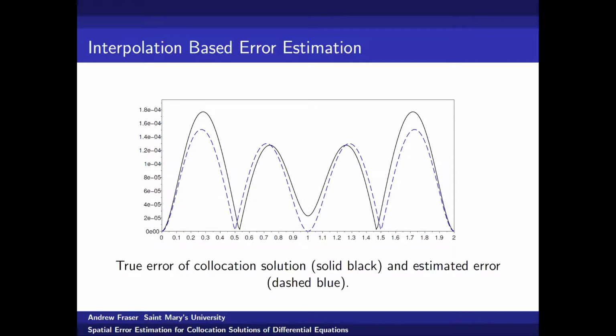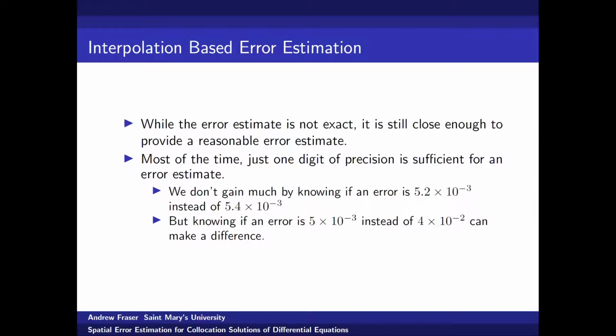Here we see again that error plot of that collocation solution, but here we also have in the dashed blue line the error estimate provided from this method we just described. And so you can see that that error estimate is not exact, but it is still close enough to provide a reasonable error estimate. This is because most of the time just one digit of precision is sufficient for an error estimate. For example, we don't gain much by knowing if an error is 5.2 times 10 to the minus 3 instead of 5.4 times 10 to the minus 3. But knowing if an error is 5 times 10 to the minus 3 instead of 4 times 10 to the minus 2 can make a difference.